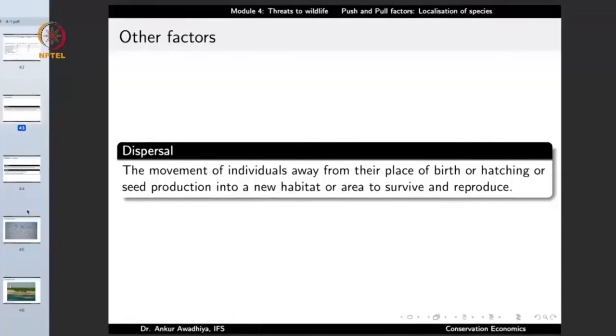In certain cases, we have fruits that are edible. So birds and animals eat these fruits, and when they go out to other locations and when they defecate, the seeds are also able to reach these other locations. So this is a phenomenon that is known as dispersal: the movement of individuals away from their place of birth or hatching or seed production into a new habitat or area to survive and reproduce.